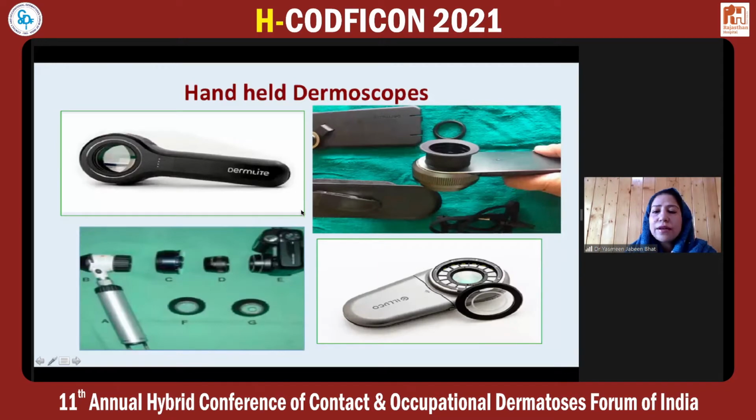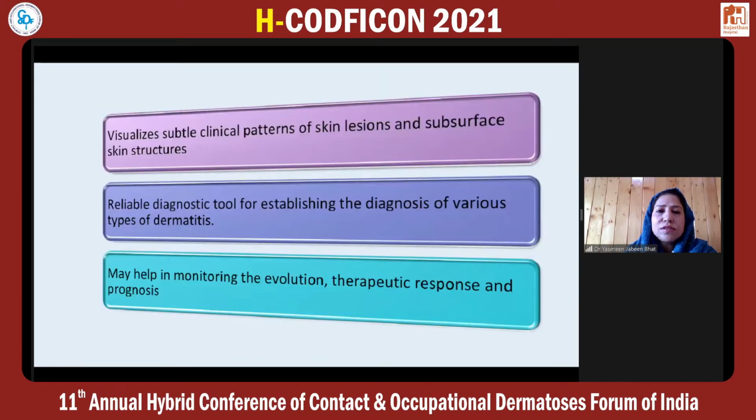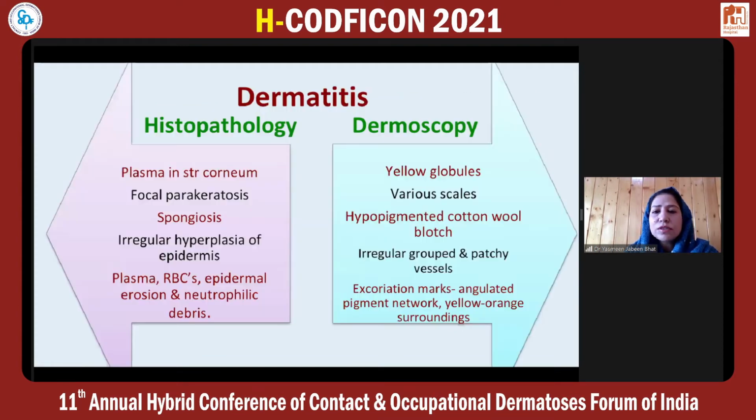So we can use a handheld dermoscope attached to a smartphone camera, or we can use USB dermoscopes connected directly to laptops or computers, or even to mobile phones. Then what it does is visualize the subtle clinical patterns of skin lesions and subsurface structures, and it's a reliable diagnostic tool not only for establishing the diagnosis of various types of dermatitis, but it may help in monitoring the evolution, therapeutic response, and prognosis as well.